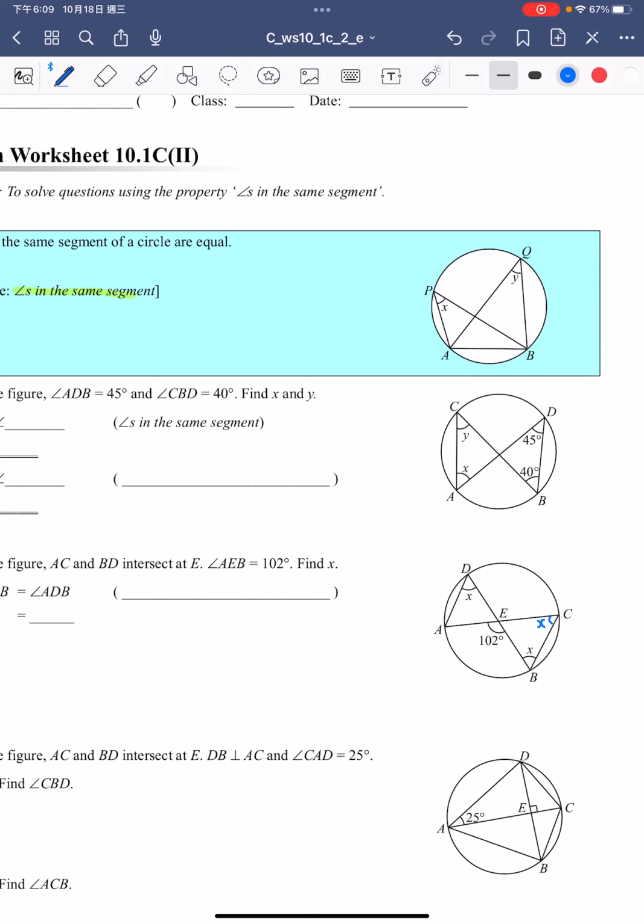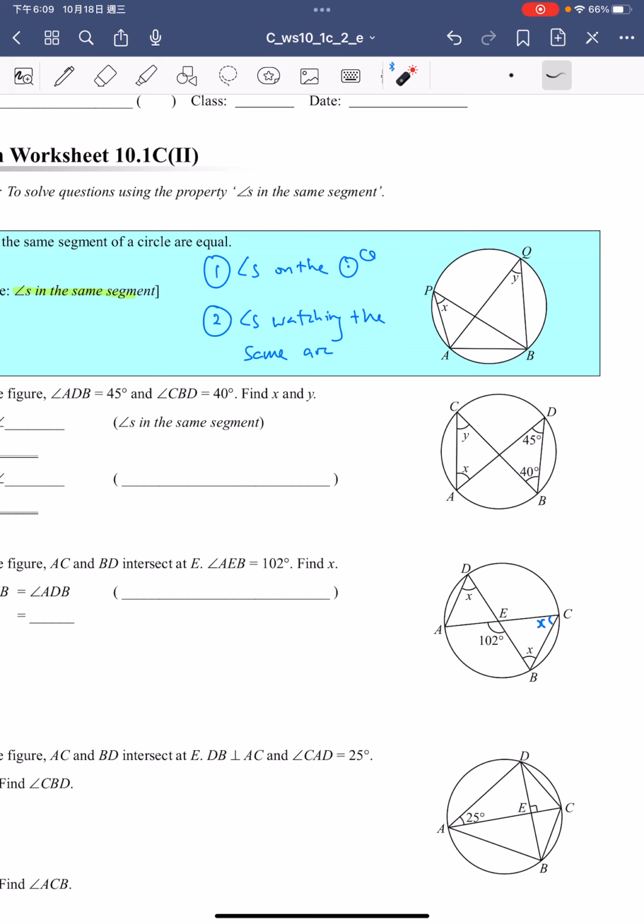Hello guys, in this video we are going to talk about worksheet 10.1c level 2, which is a circle theorem, the angles in the same segment. To use this theorem, you have to fulfill two conditions. The first one is that the angles are on the circumference, and the second one is that the angles are watching the same arc.